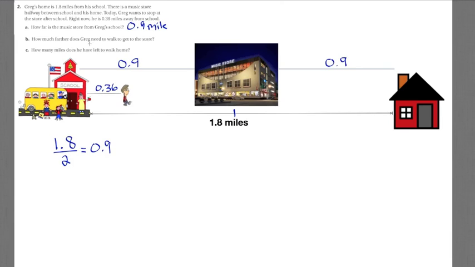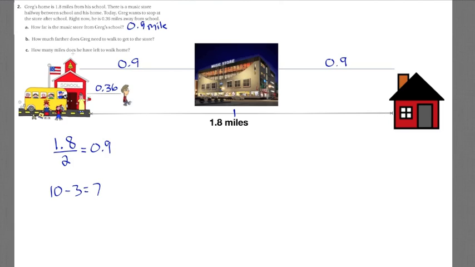It says, how much farther does Greg need to walk to get to the store? So if the total distance from the school to the music store is 9/10 of a mile, and he's already walked 36/100 of a mile, we're going to go ahead and subtract that. Much the same thing if I gave you a question that said Greg had to walk 10 miles, and he's already walked 3 miles, how many more does he have to go? So I take my 10, I subtract what he's walked, and he still has 7 miles to go.